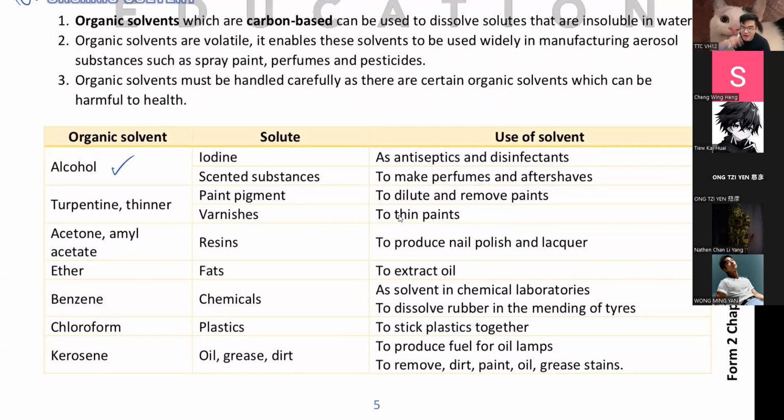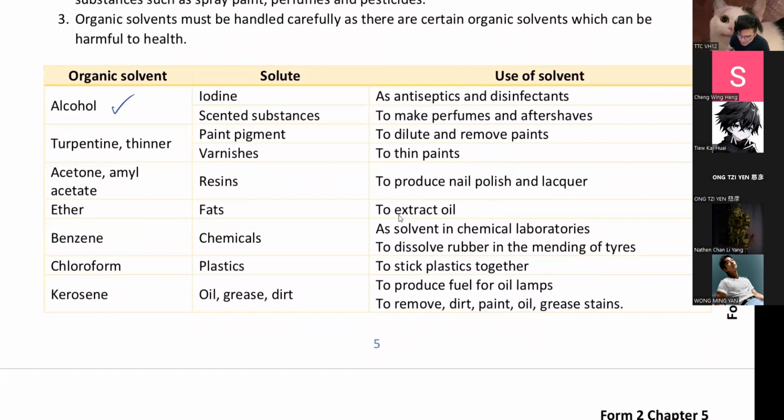Let's say you're painting your house. You accidentally painted your plastic switch. You know, your light switch. You accidentally painted it. Now water cannot get it off. Even alcohol has difficulty removing it. So what do you do? Now you would use a paint thinner.